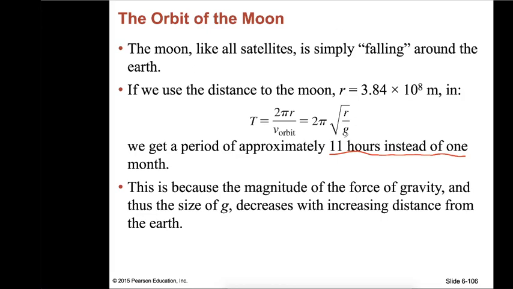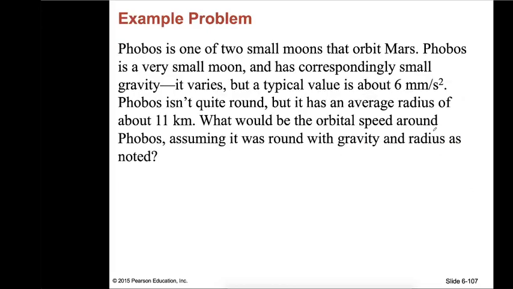Because in this case, we shouldn't use g to be 9.8 meters per second squared. Because g equals 9.8 only when the object is at the surface of the Earth. But the moon is not at the surface. It's far away from the surface of the Earth. So the g becomes a different value. Now let's see how to calculate the g or acceleration between moon and the Earth, actually between any two objects.